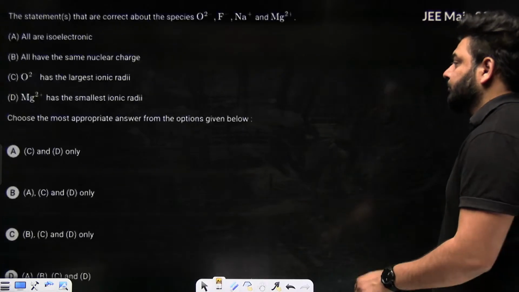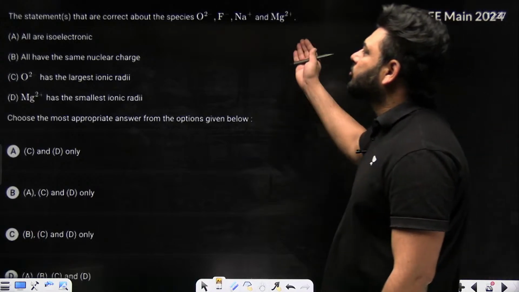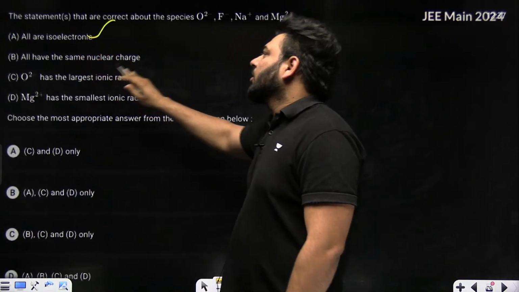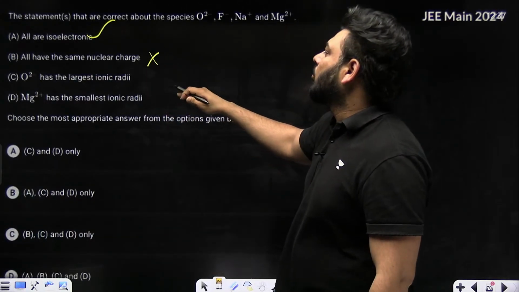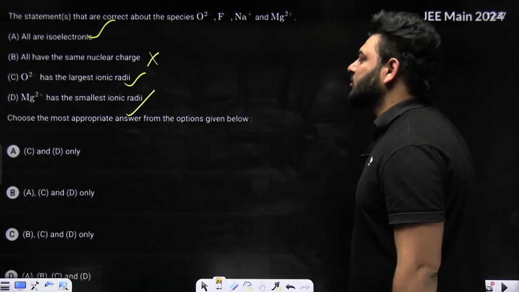Next is the statement that is correct about these isoelectronic species. Isoelectronic species all have the same number of electrons, true. They all have the same nuclear charge? No, false. O2 minus is the largest, which is true. Mg2 plus is the smallest, which is true. The only incorrect one is B.